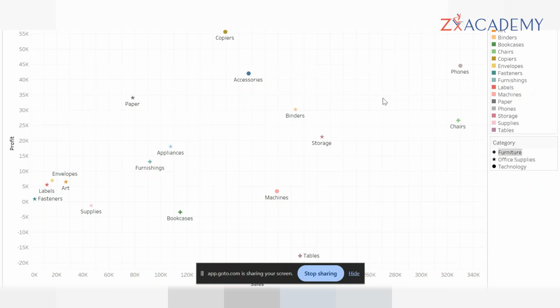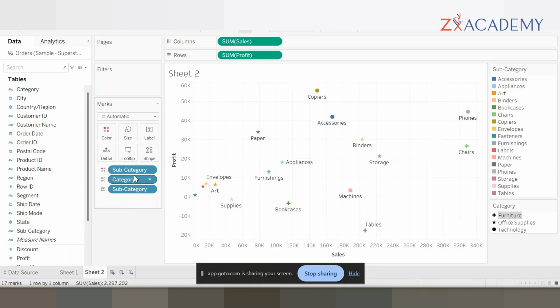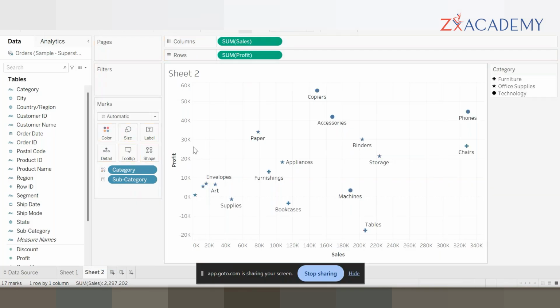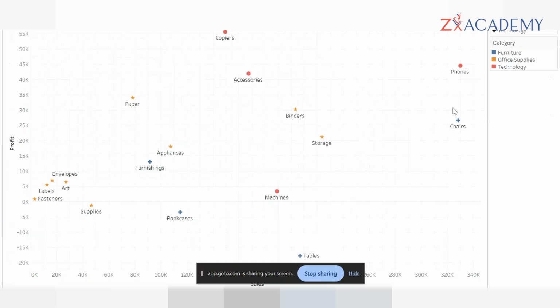Now, when it comes to the phones here, I don't think colors are needed for the subcategory. Instead of that, I can just remove that and put the same category into the colors also. Now it is looking better, because the names are automatically telling what the product is, so the color and the shape are giving a clear indication.